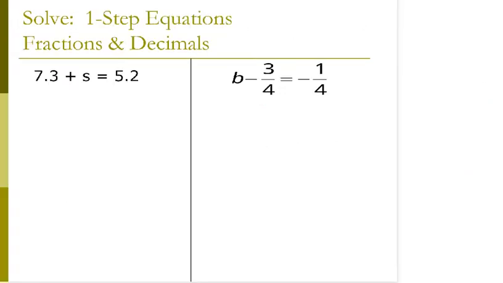What you know about solving equations extends to whether it's a fraction or a decimal also. For example, on the left, we can solve that by doing the inverse operation. If you are not particularly enjoying how this is written, you can use the commutative property of addition to rewrite this. It would become s plus 7.3 equals 5.2.